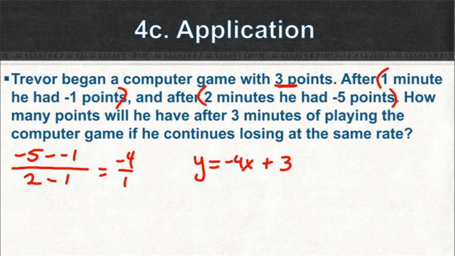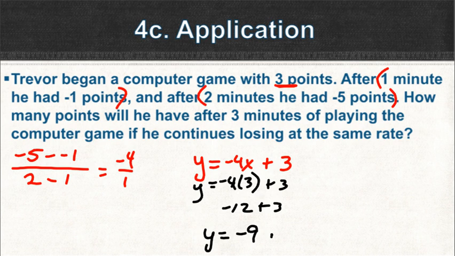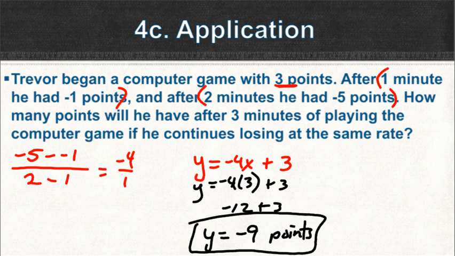Okay, so now we can use this to find out how many points he had if he continued losing at that rate. So I'm going to put 3 minutes, 3 for x, because x's are minutes. So negative 12 plus 3, y would have to equal negative 9 points. That is our lesson today on determining the equation of a line given 2 points.